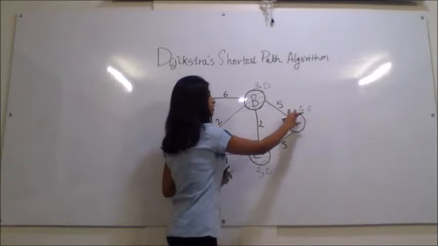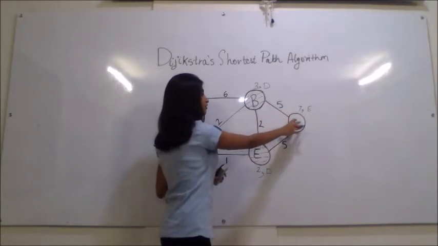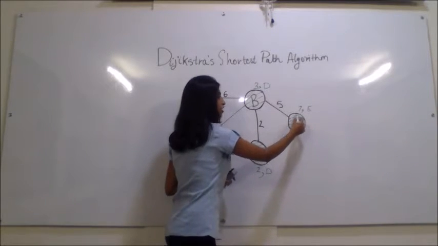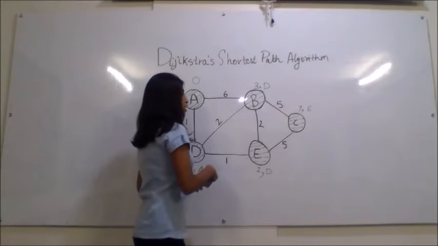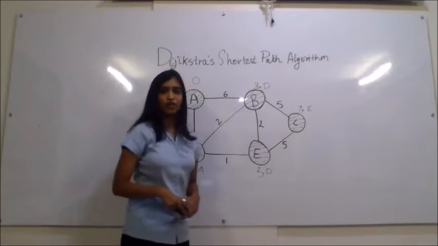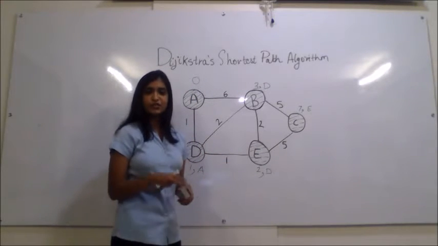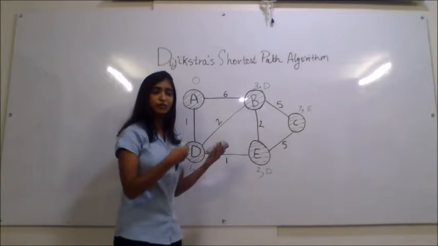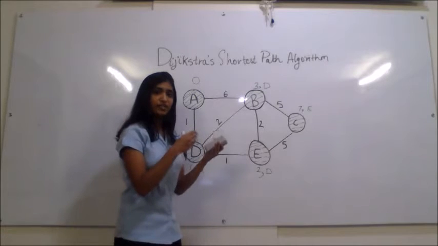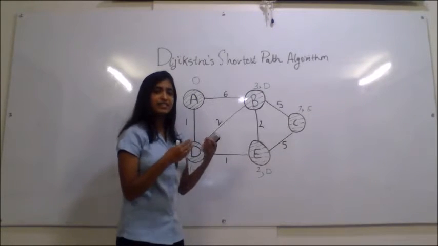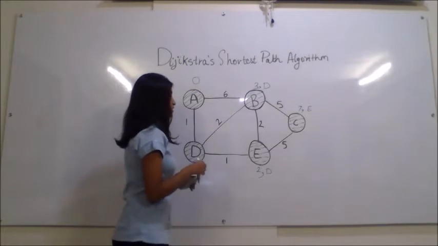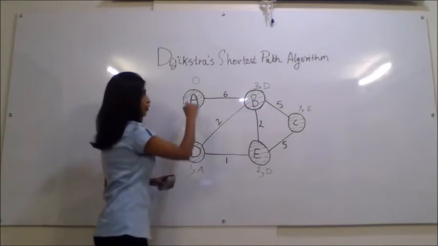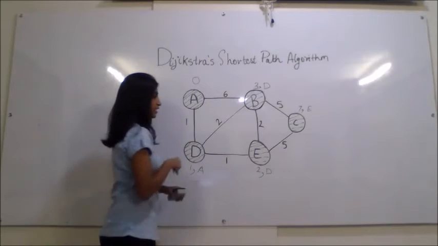Then the only remaining vertex in the white set is C. I extract C. There are no adjacent vertices of C. So that's my algorithm. My algorithm ends here. So it's basically a greedy algorithm. At each step, it finds the minimum and updates it only if the new value is less than the original value. Alright. So you have got the shortest distances from vertex A for each of the vertices.